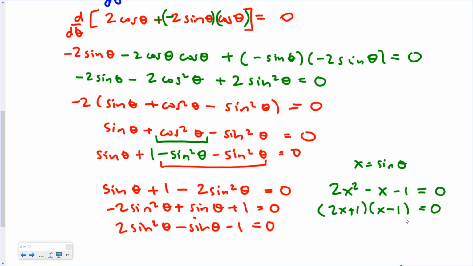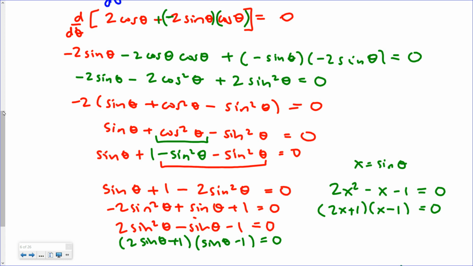Is that right, if I factored this? Right, so this is the same thing. It's just my x is actually sine theta. So this is going to be 2 sine theta plus 1 times sine theta minus 1 is equal to 0. And you can remultiply this, and you'll see that if you FOIL this, you will get this top part up here.